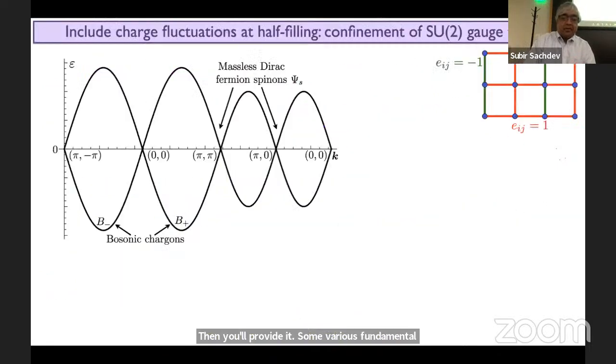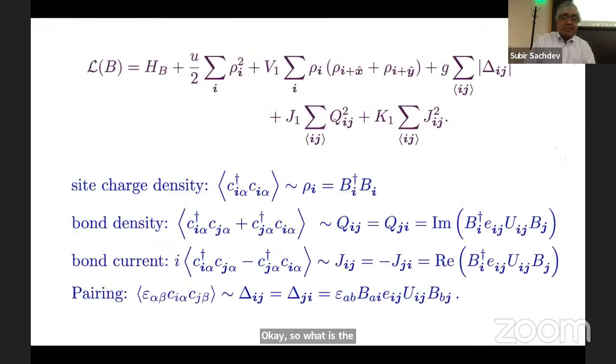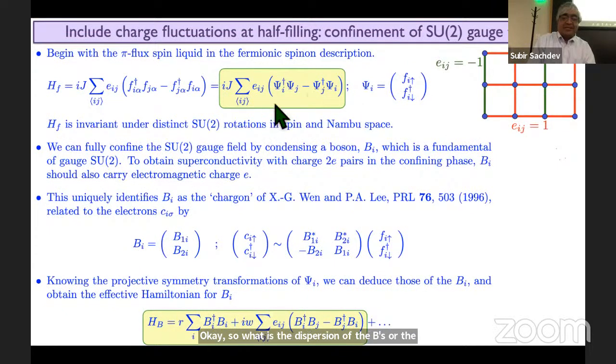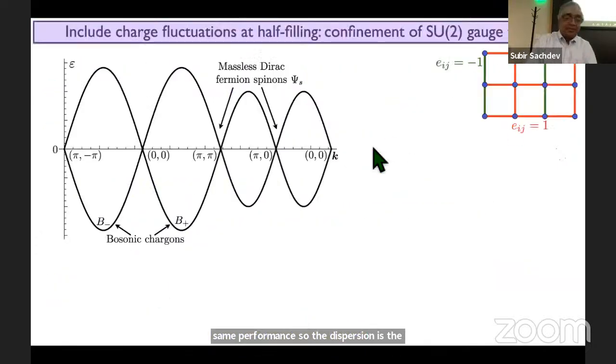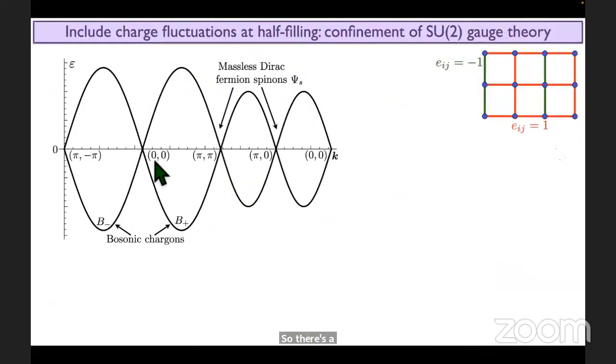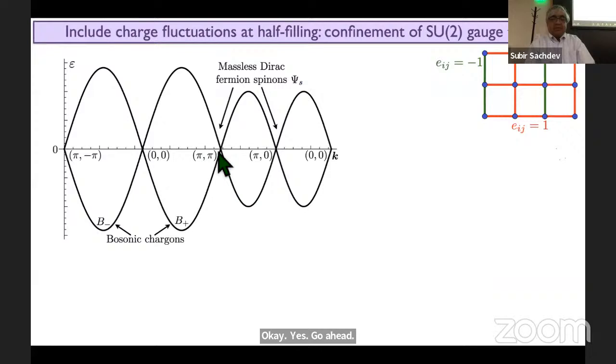Okay. So what is the dispersion of the Bs or the fermions? Well, you just take this kinetic energy, which is the same for fermions and bosons, so the dispersion is the same. So there's a dispersion in some section of the Brillouin zone. Okay. Yes, go ahead. No. So now with the fermions, of course, fermions are half filled.